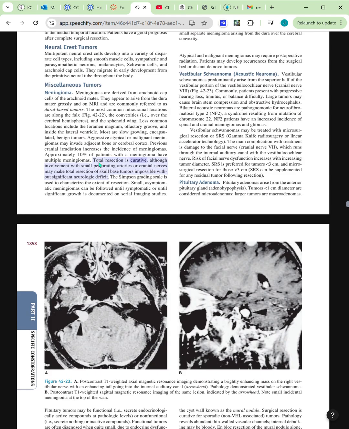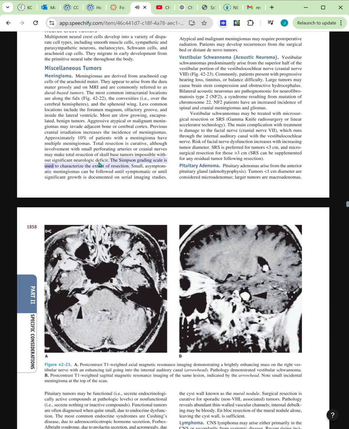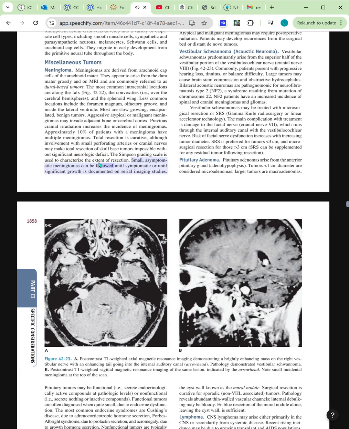Total resection is curative, although involvement with small perforating arteries or cranial nerves may make total resection of skull-based tumors impossible without significant neurologic deficit. The Simpson grading scale is used to characterize the extent of resection. Small asymptomatic meningiomas can be followed until symptomatic or until significant growth is documented on serial imaging studies.